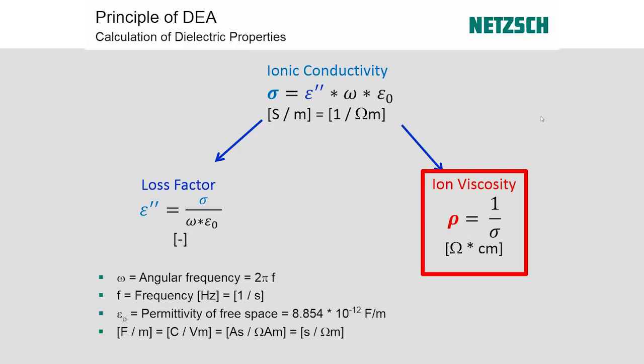And there's a little bit of math behind this. If you would like to know more about this, we have a separate DEA presentation that can help you through that. But for now, what you need to know is that the ion viscosity is a really important characteristic that comes out of the DEA.